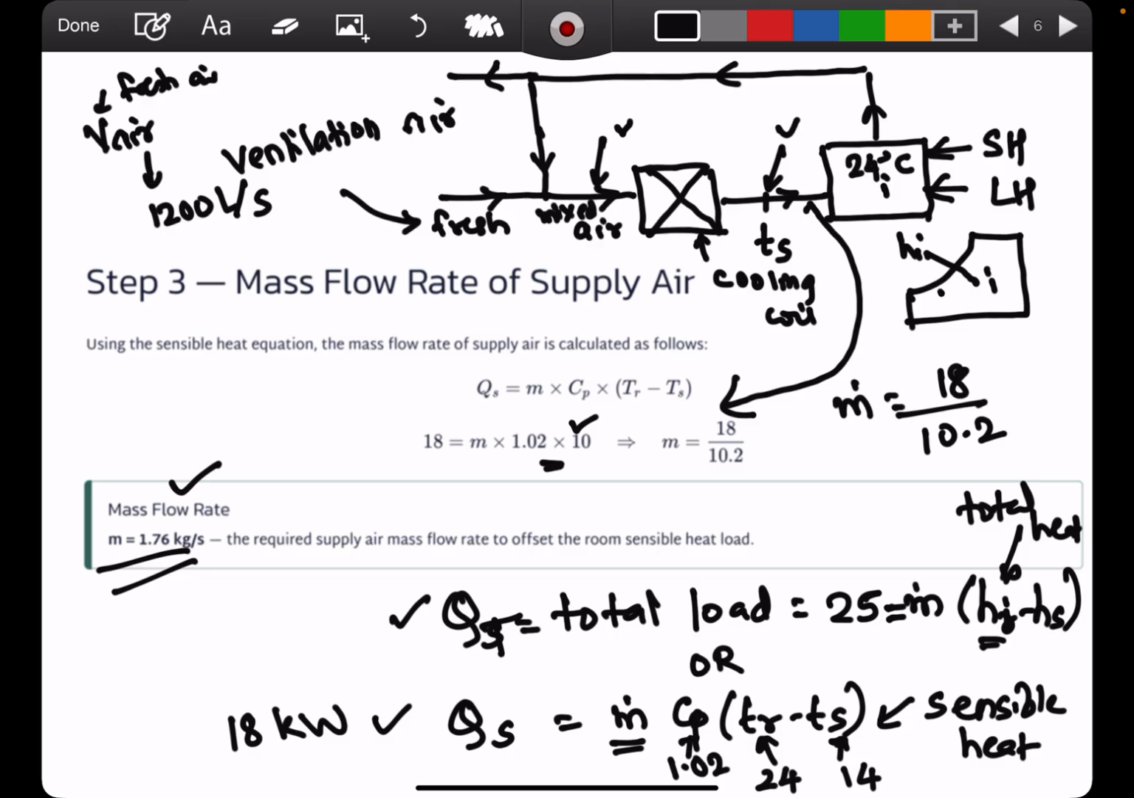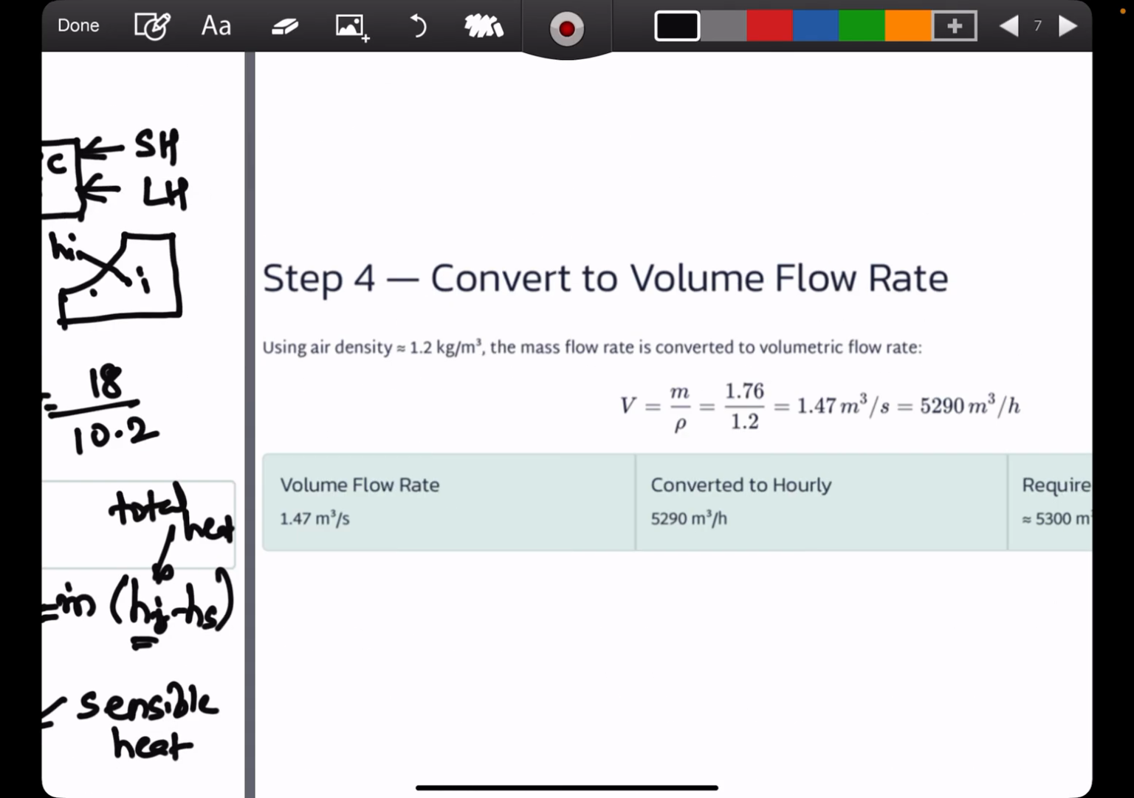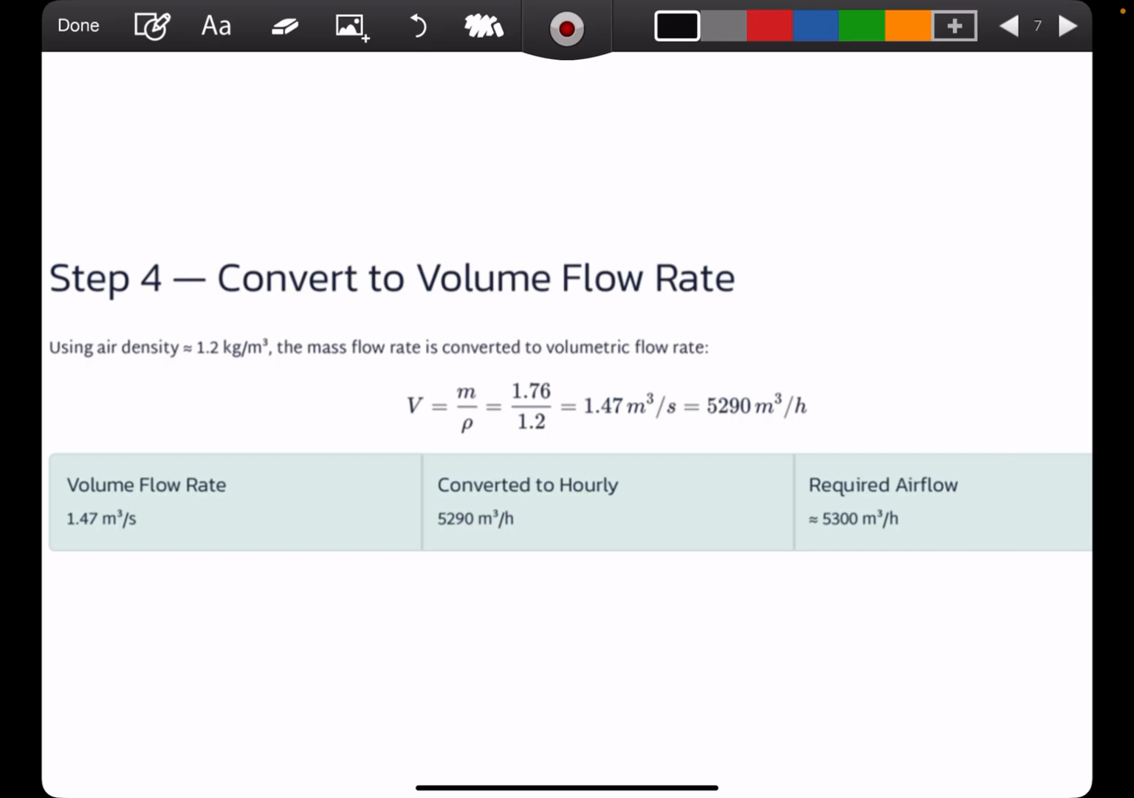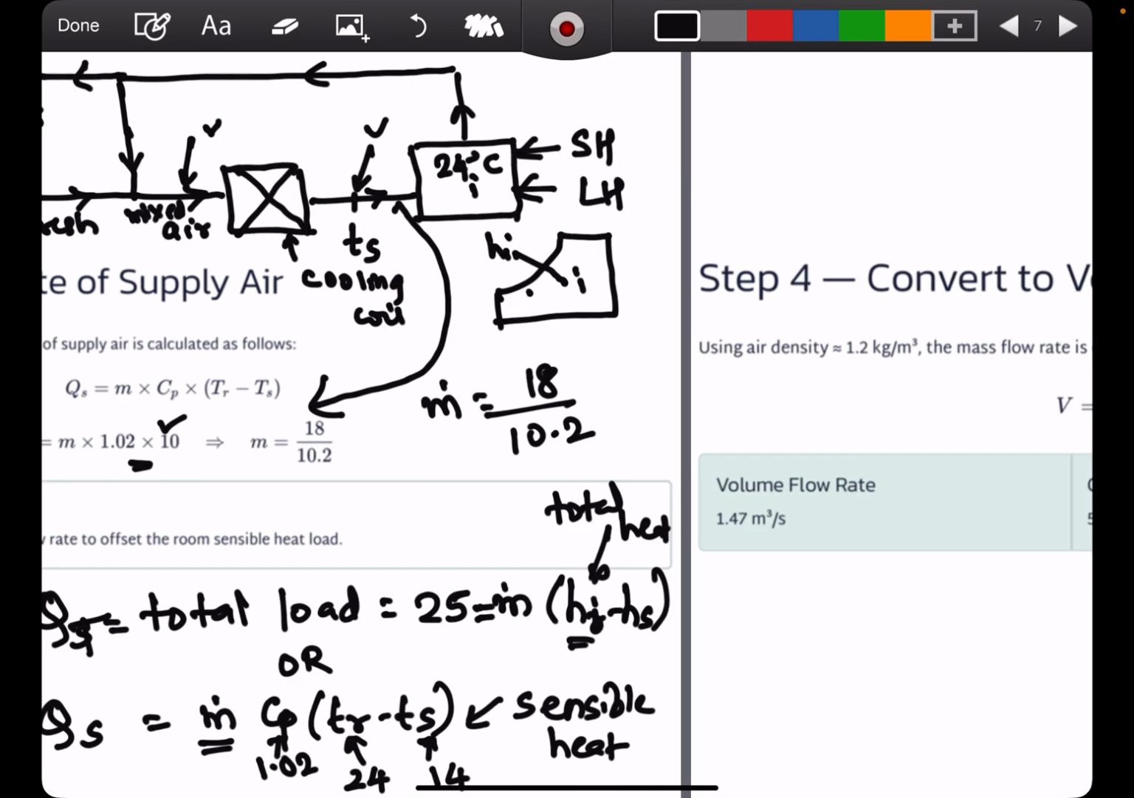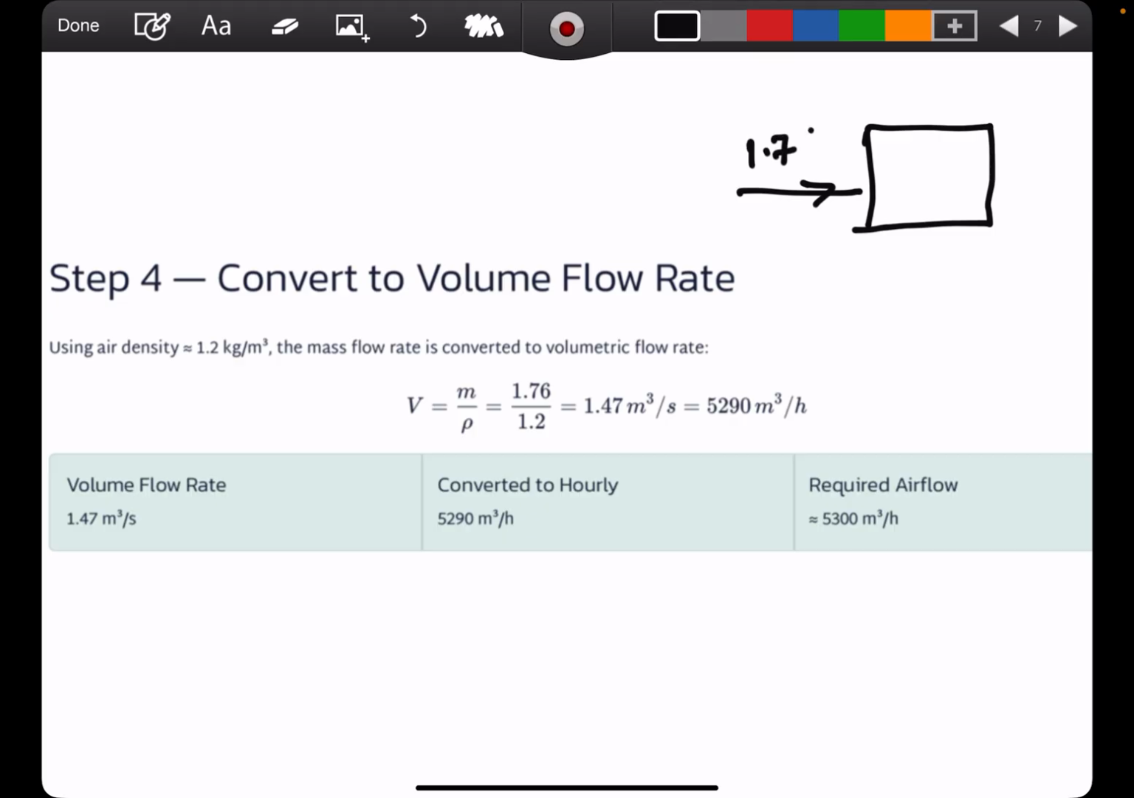Now this mass flow rate is going to offset the room sensible load. So this room, now you are supplying the mass flow rate of 1.76.